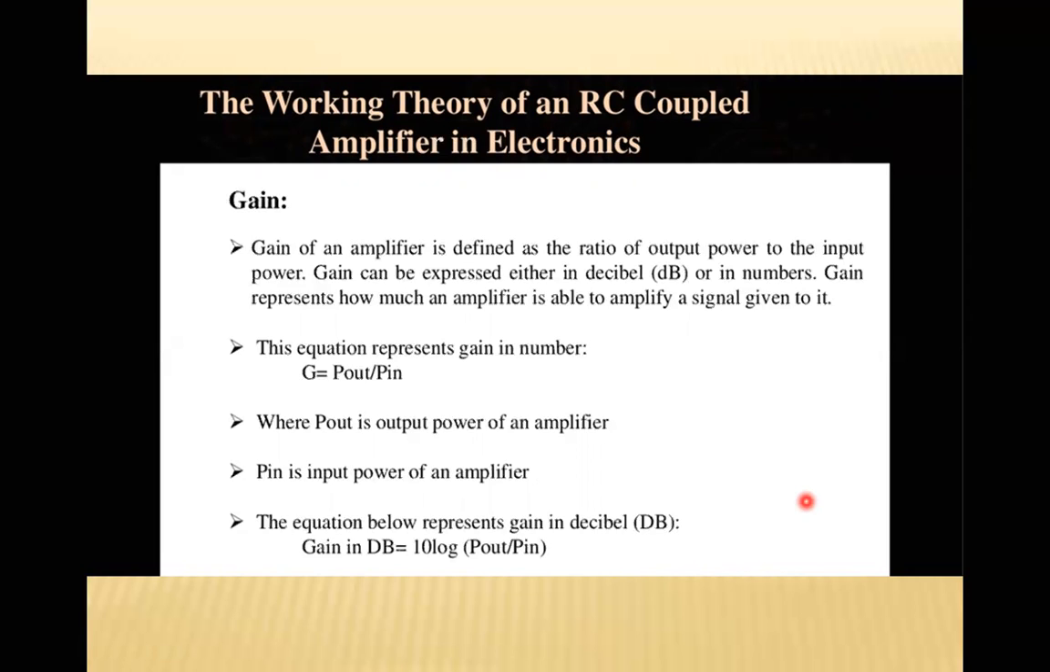Gain represents how much an amplifier is able to amplify a signal given into it. The equation is, if we are taking the power, G will be equal to output power by input power, Pout by Pin, where Pout is the output power and Pin is the input power.